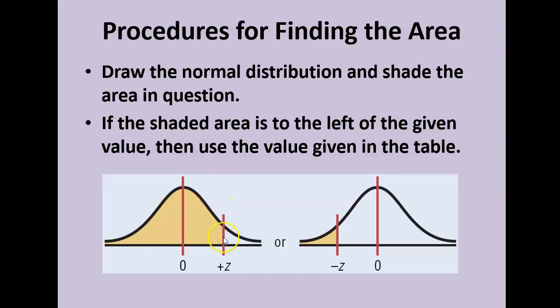Like we might want to know what percent of the data came less than this value. Well, that means that we're going to take the value that we get from the table. Our z might be on this side. It might be negative, but we're still looking at the area to the left of that. And whenever we're looking to the area to the left, we're always going to use the value that is given to us in the table.